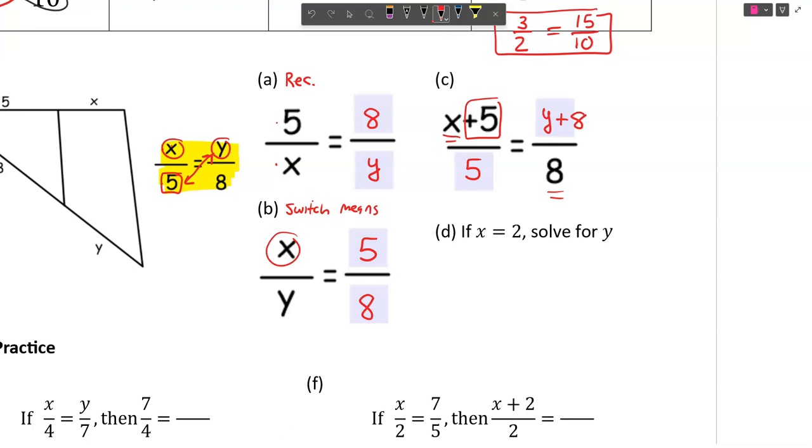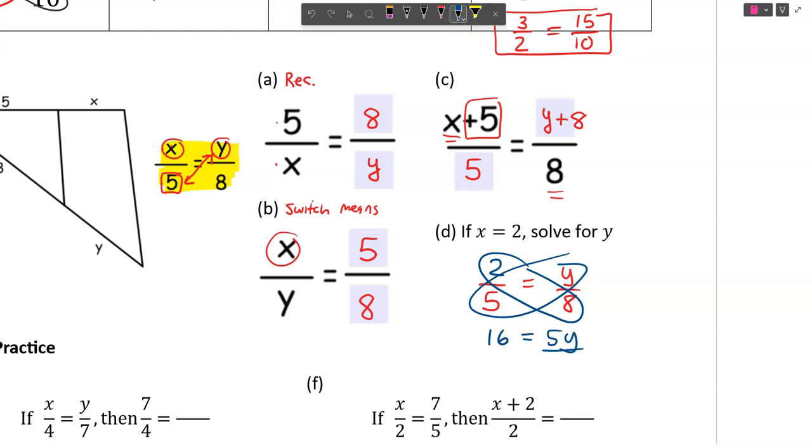Ultimately, letter D has us solve the proportion, so I'll write the original one that we have: x/5 equals y/8. Since x is equal to 2, I'm going to replace x with a 2, and we'll solve this. 8 times 2 is 16. 5 times y is 5y. This time we're going to get a fractional or decimal answer, because 16 divided by 5 is 3.2, or as a fraction, 16/5.